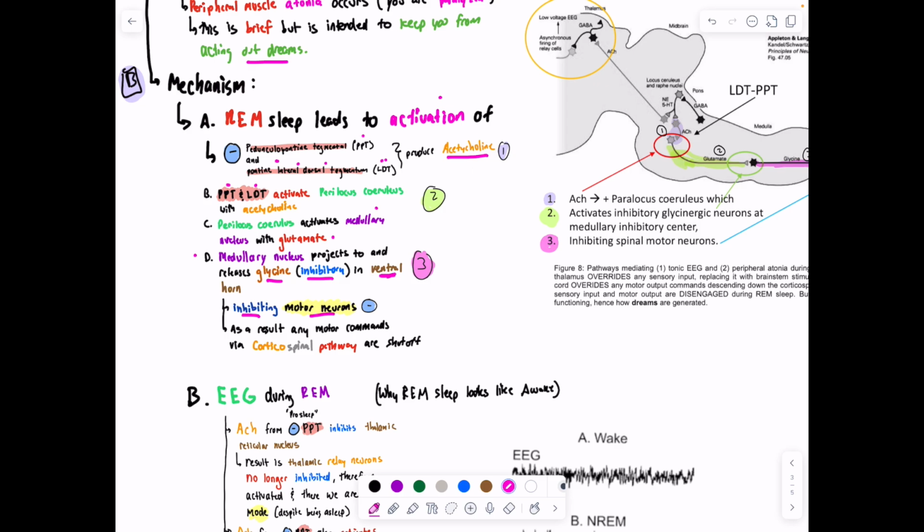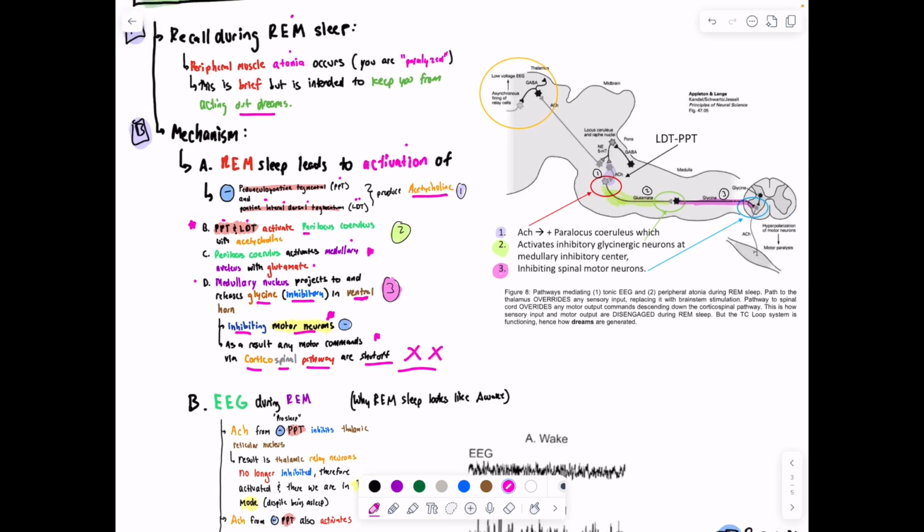And so as a result of PPT and LDT activating the perilocus coeruleus, adjacent to the locus coeruleus, that perilocus coeruleus is going to cause a medullary nucleus to project to the ventral horns along the spinal cord and inhibit the motor neurons there. And as a result, any motor commands that are coming from the corticospinal pathway are going to be shut off. Okay, so this is what it's saying.